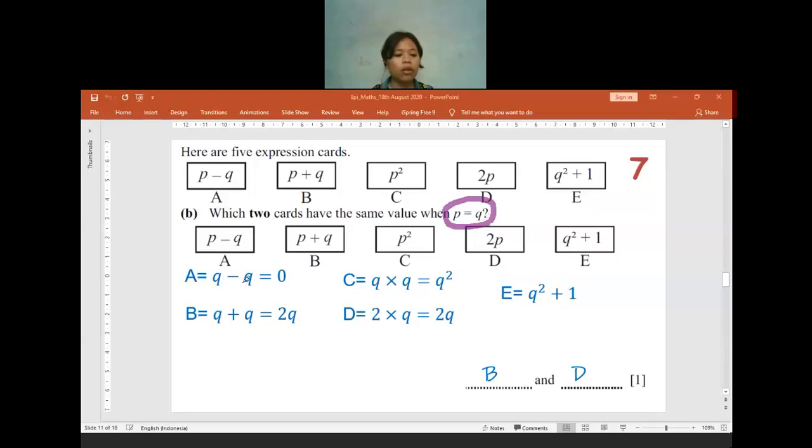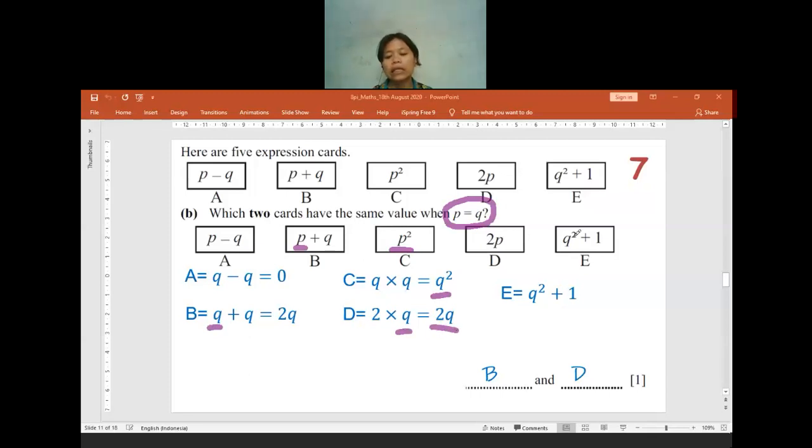So for card A, the P, I will replace it with Q. So Q minus Q will be 0. For card B, the P, I will replace it with Q, becoming Q plus Q. Q plus Q will be 2Q. And then for card C, P square, the P I replace with Q, so it becomes Q square. For card D, it will be 2P. 2P means 2 times P. The P replaced with Q, so 2 times Q, which is equal to 2Q.